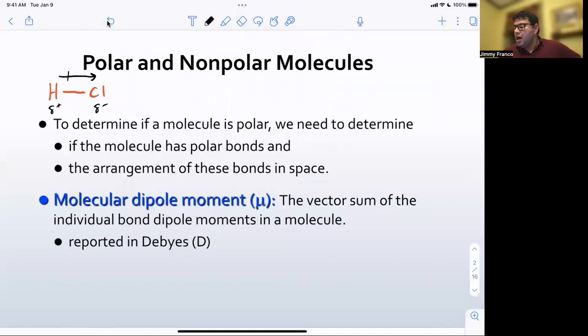So this is a perfect example of a polar covalent bond. The electrons are still shared, just not shared evenly. So there's more electrons near the chlorine.